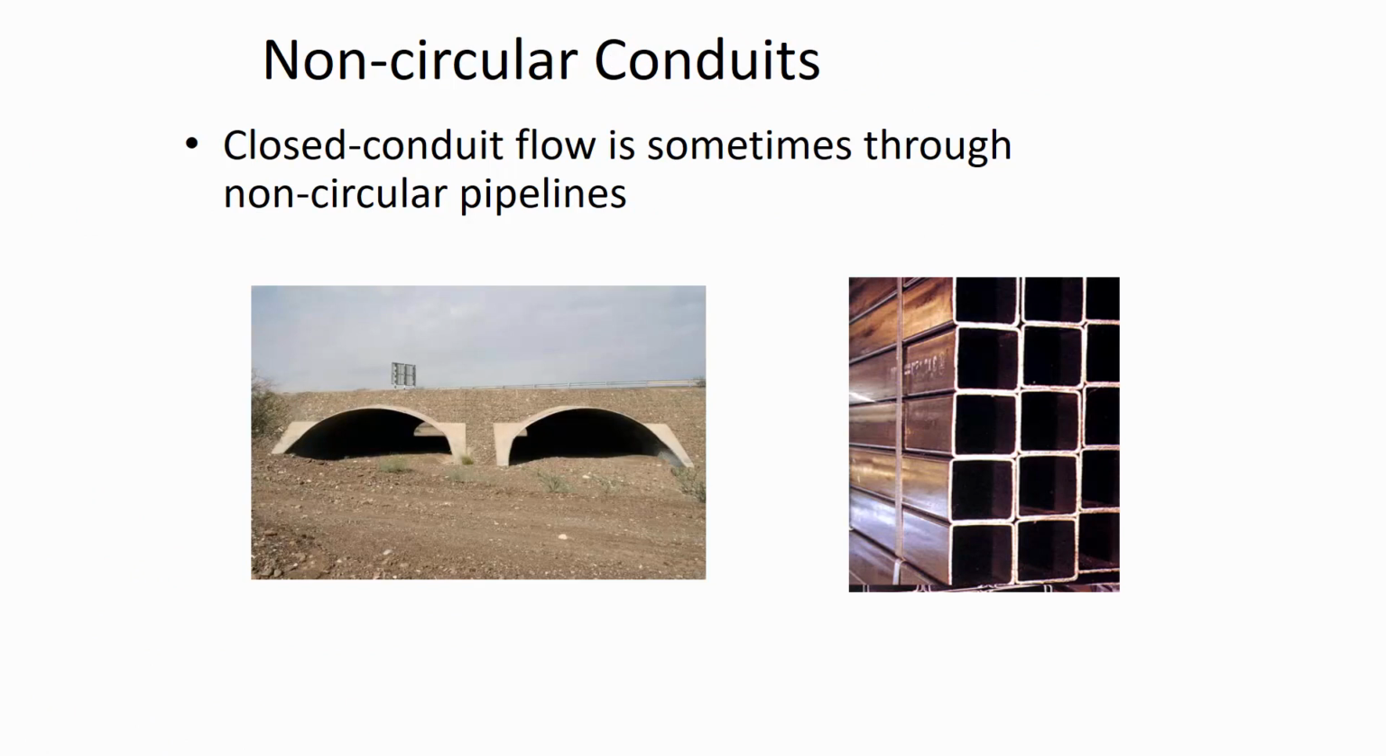So here are some images of 2 non-circular conduits. On the left are a couple of arch culverts, and there's no flow right now. This is a very arid area. This is a highway that runs between Dubai and a small rural town called Hatta out in the middle of the UAE. But they've got these enormous culverts, and how tall are they? I think they're about 12 feet tall.